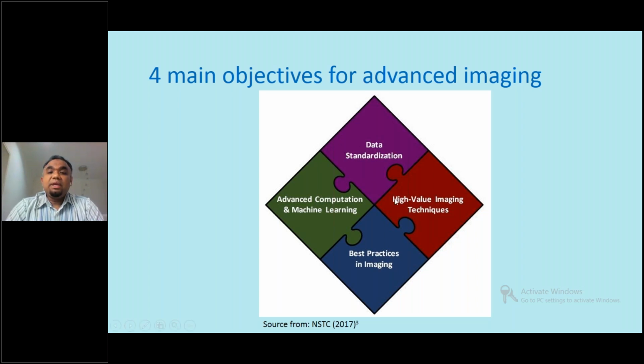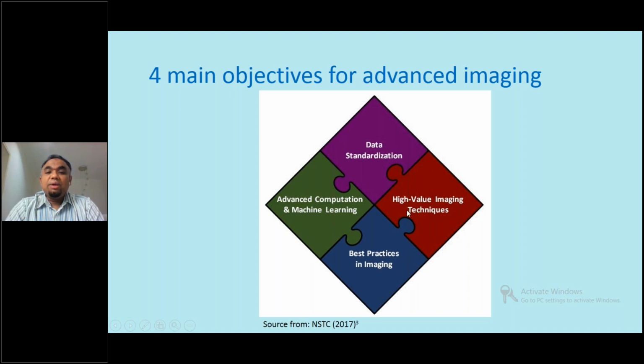The next one is advanced computational and machine learning. This is all about the computer system, where we're talking about supercomputers aiding the diagnosis or detection of disease. Radiologists now are quite afraid of the emergence of artificial intelligence in the field of medical imaging.